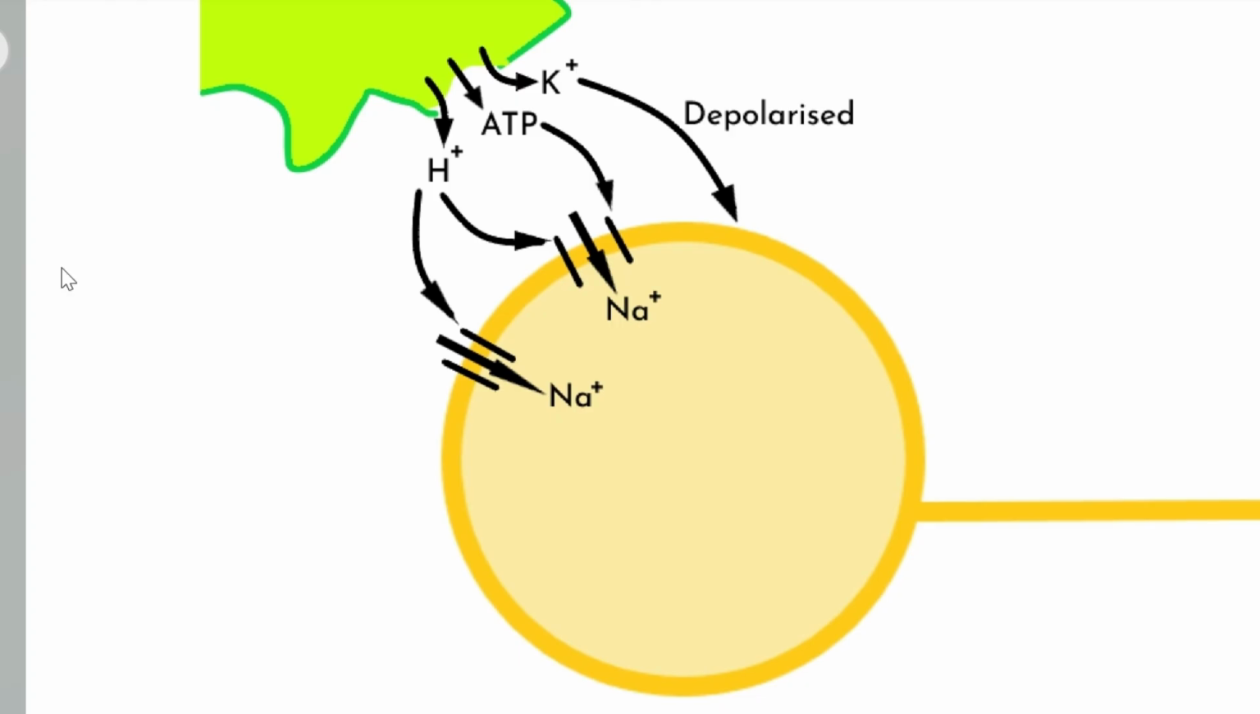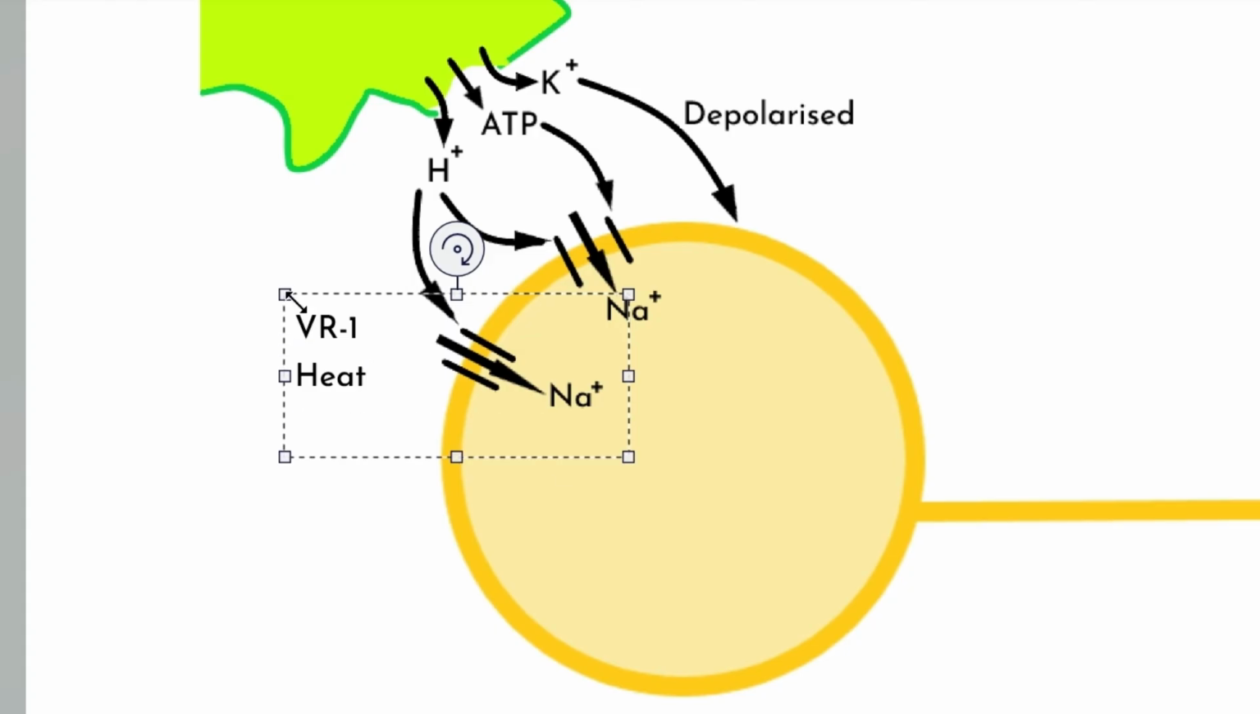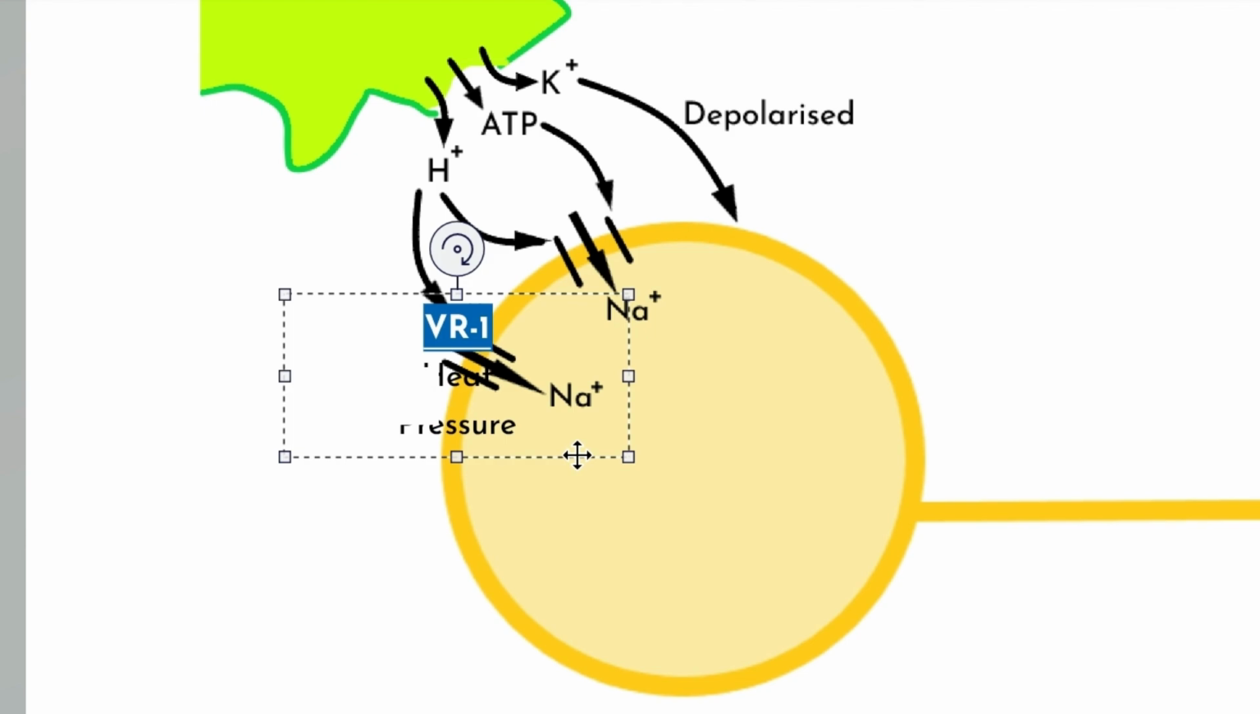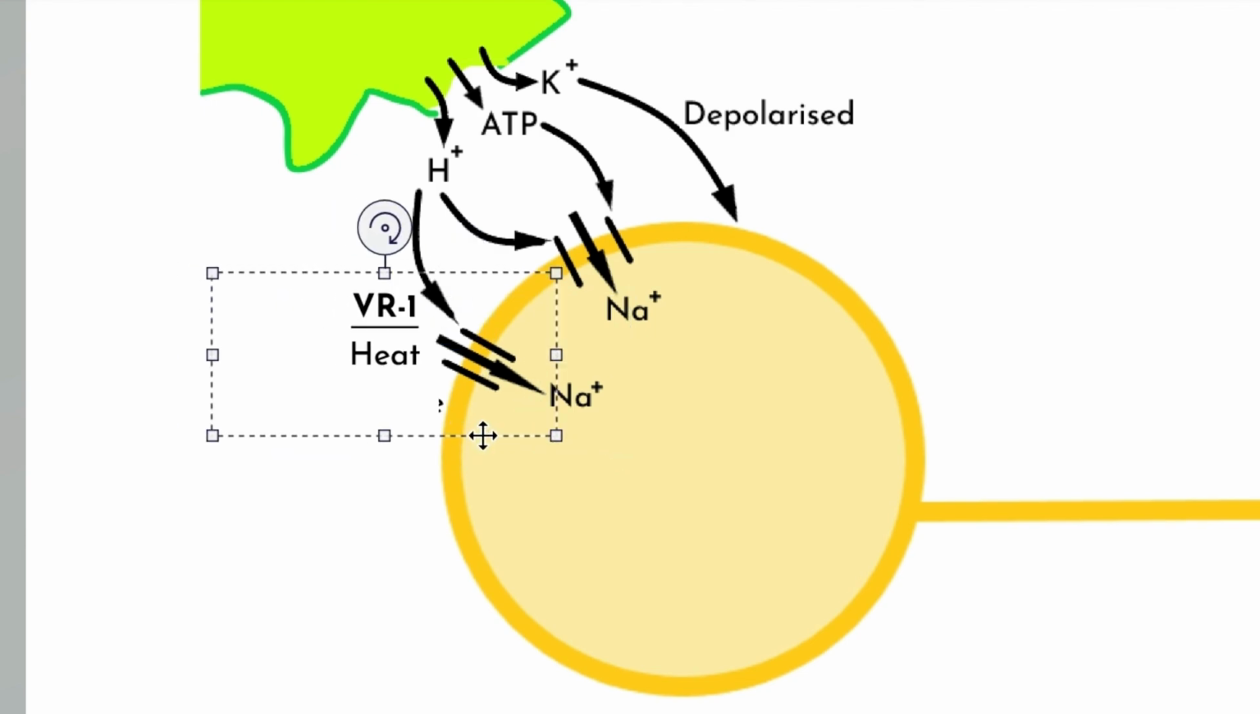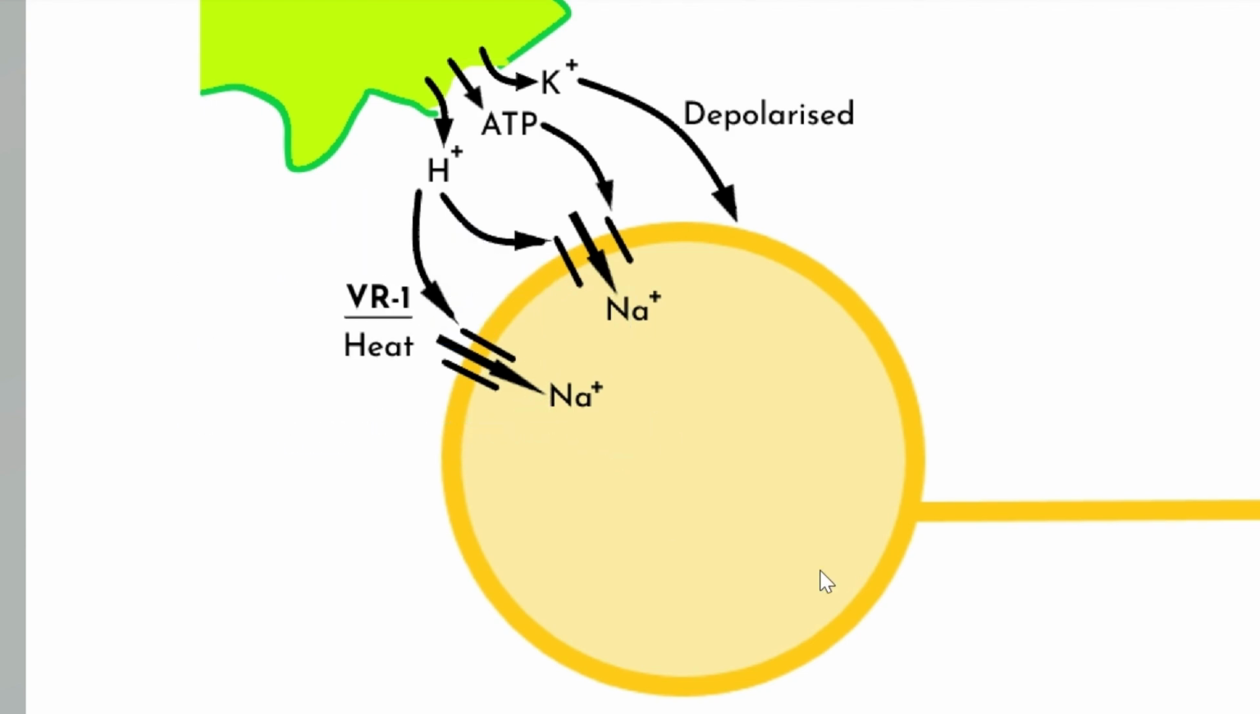So the TRP channels, which you know as VR1 channels, I'm going to call them that just because it's easier to write. They can also be activated though by heat. So all of these things, which could be associated with pain, activate the TRP or VR1 sodium channels, alongside these things being released from the cells.